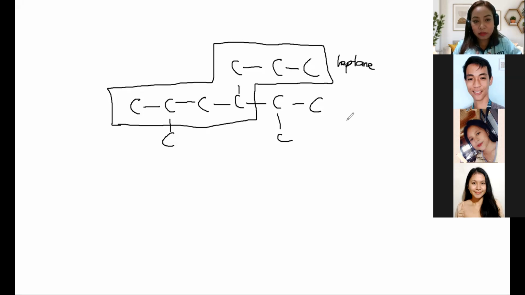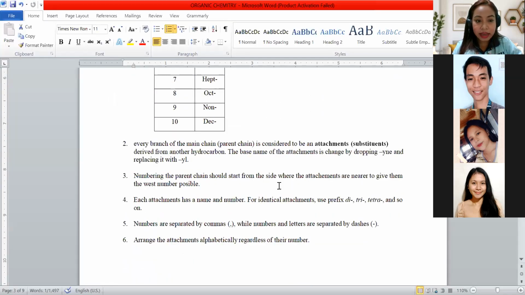So we already named our parent chain. Next, any branch of the main chain or parent chain is considered to be an attachment or substituent derived from another hydrocarbon. The base name of the attachment is changed by dropping ANE or ENE and replacing it with YL. It means it belongs to the other group, which is called the alkyl group. The alkyl groups are the attachment groups. So let's go back to our example.